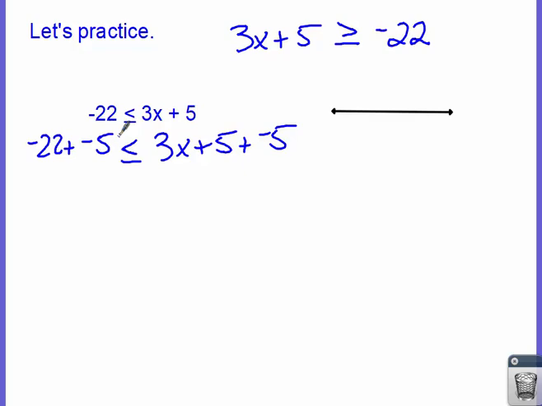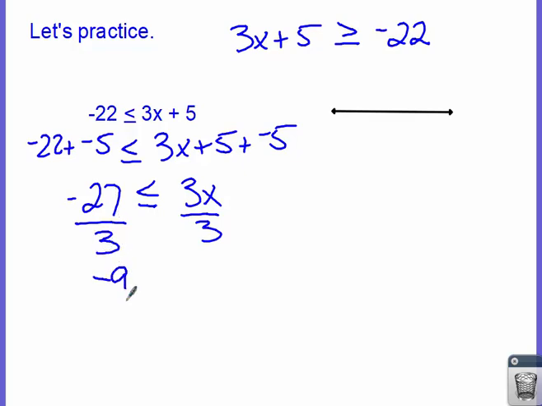So again, the steps are exactly the same as what we've been doing. Okay, so negative 22 and negative 5 make negative 27. And so that is going to be less than or equal to 3x. So now I need to divide both sides by 3. And I end up with negative 27 divided by 3 gives me negative 9 is less than or equal to x.